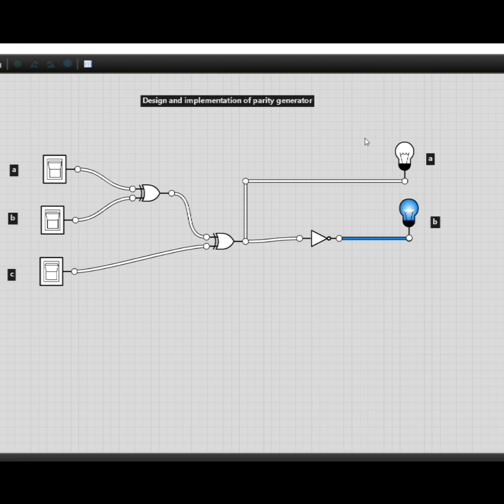The truth table is given as 000 is 10, 001 is 01, 010 is 01, 011 is 10, 100 is 01, 101 is 10, 110 is 10, 111 is 01.